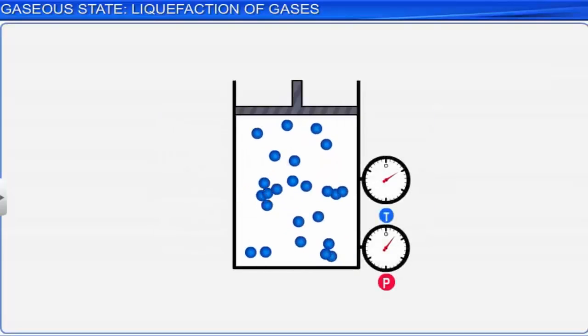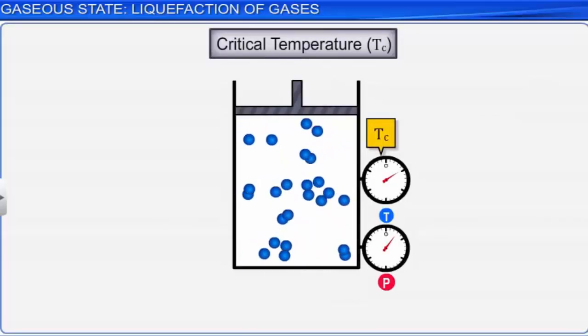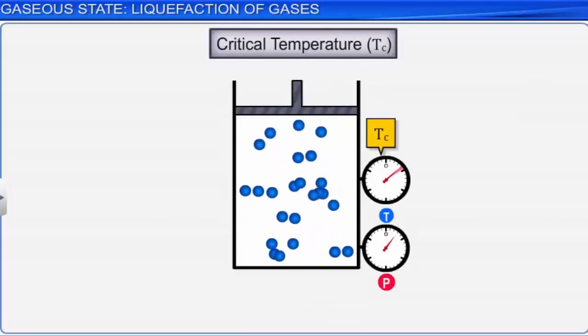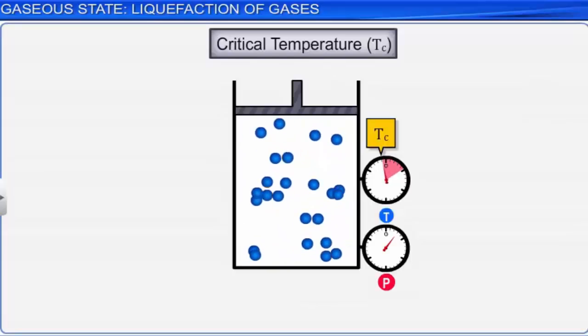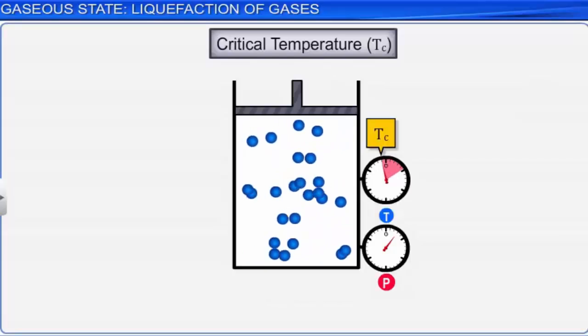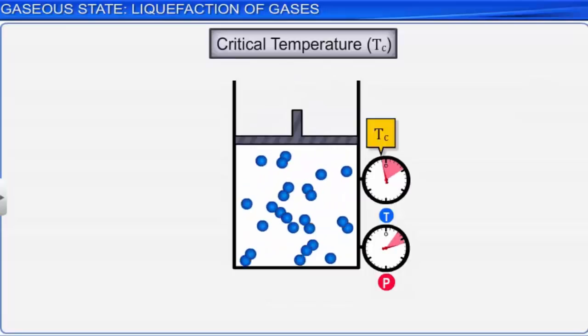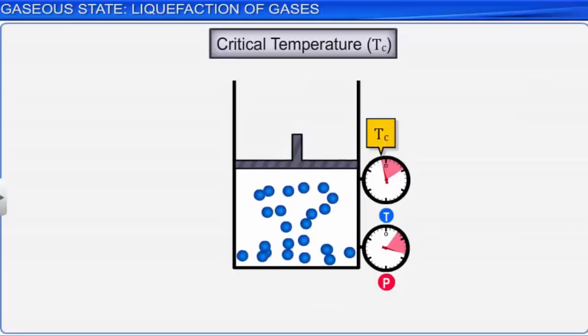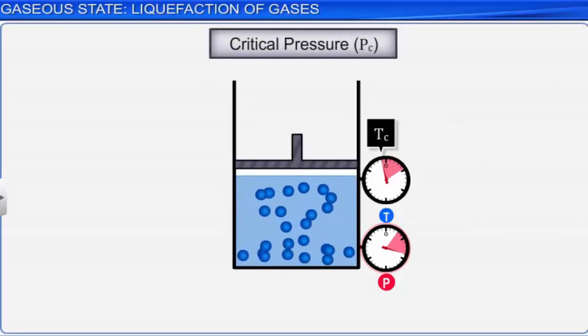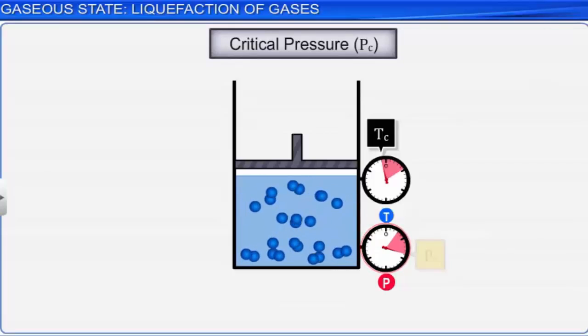Critical temperature, Tc, can be defined as the characteristic temperature of a gas above which any increase in pressure will not result in the liquefaction of the gas. The minimum pressure required to liquefy 1 mole of a gas at critical temperature is called critical pressure, Pc.